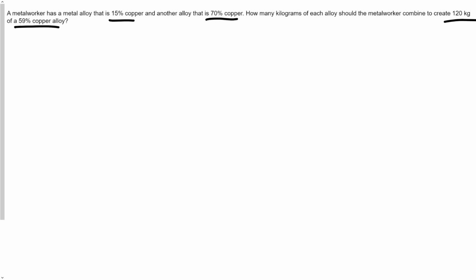Okay, so first, we got two things that we're mixing together. This first one and this second one. So let's call this one's X and this one's Y because I don't know how much of each. That's the point of this question. How many kilograms of each alloy? So the question is, how much of this stuff do I mix together, melt it down, and then I get 120 kilograms of that.